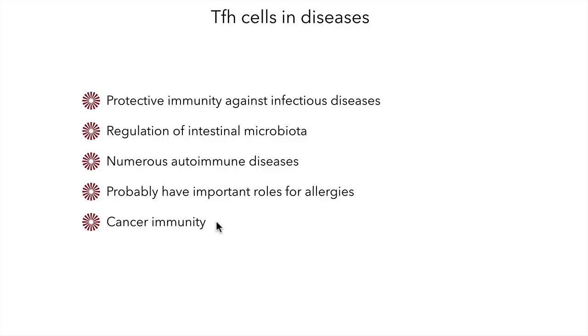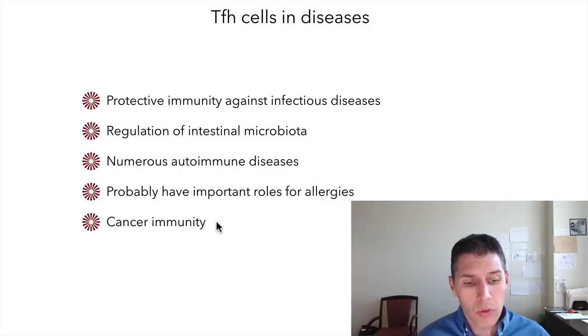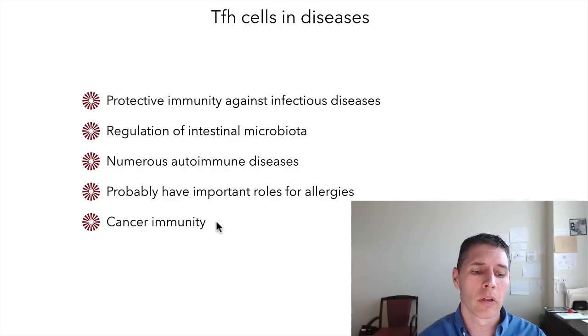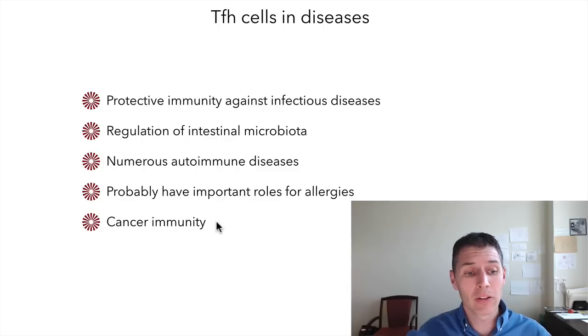Most likely, the most surprising finding in the past couple of years, in terms of diseases that TFH are present in, is cancer immunity. There were two independent studies in the past year that found that TFH cells are a strong positive biomarker for long-term survival of human cancer patients in two very different types of cancer. One was a colorectal cancer study, and another was a breast cancer study.